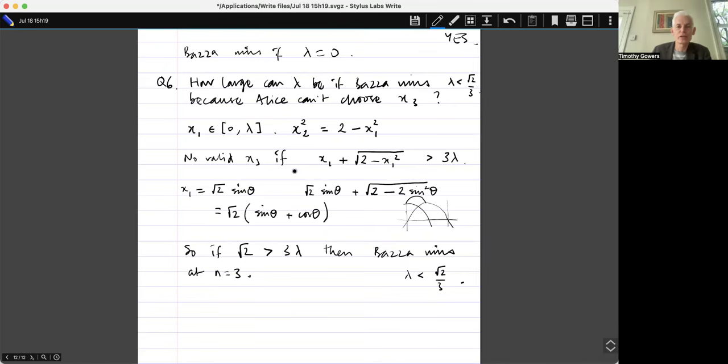Now, while working that out, I noticed that if Alice is trying to defend against Bazza, but unsuccessfully, Alice's best bet seems to be to choose 0 every time. So, for example, if lambda actually equals root 2 over 3, in fact, I think that's going to be my next question, question 7. What if lambda equals root 2 over 3?